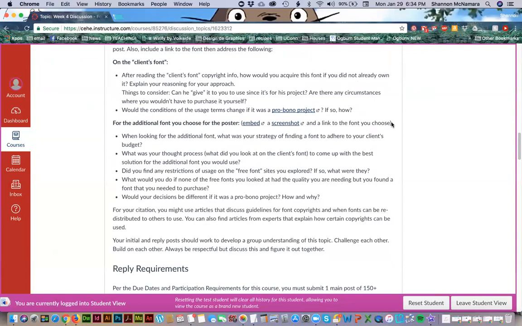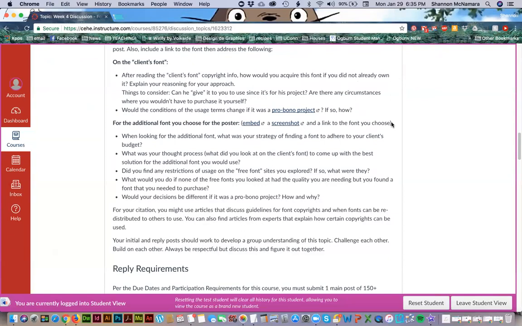What would you do if none of the free fonts you looked at had the quality you were needing, but you found a font that you needed to purchase? Would your decision be different if it was a pro bono project? How and why? For your citation, you might use articles that discuss guidelines for font copyrights and when fonts can be redistributed to others to use. You can also find articles from experts that explain how certain copyrights can be used.